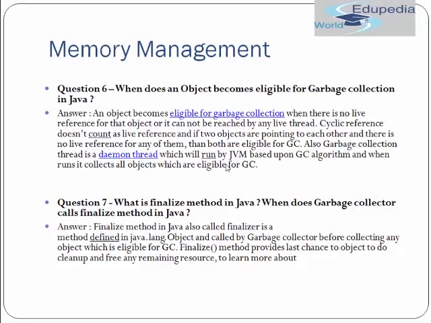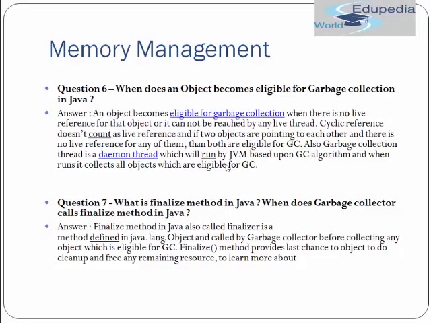And since garbage collection is a daemon thread, it is a last priority thread and it keeps on running in the background. So this was a pretty basic question that you should know even if you are not preparing for the advanced topic. Then, what is the finalize method in Java and when does the garbage collector call the finalize method in Java? Again, it is one of the basic questions. You should know the answer to this.